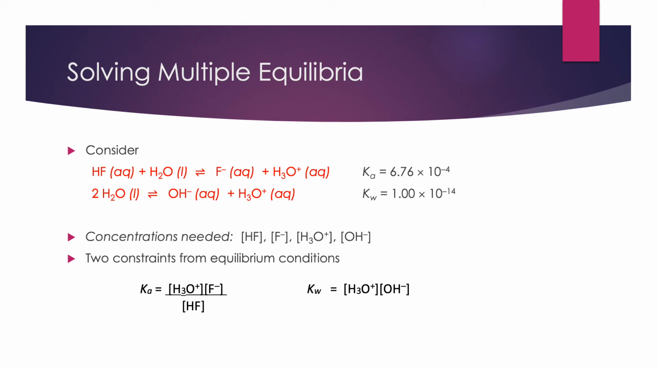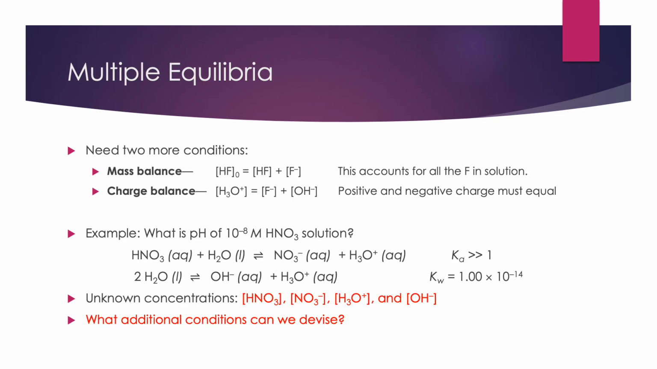Now, two of those are going to be the equilibrium conditions that we already have for those two chemical reactions. The first one is the acid dissociation constant for the hydrofluoric acid, that relates the three concentrations to a constant. And the other is the water autoionization equilibrium constant, 10 to the minus 14, which relates the hydronium ion and the hydroxide ion. So four concentrations are unknown. We have two conditions that link them. So that means we need two more conditions to hold them together.